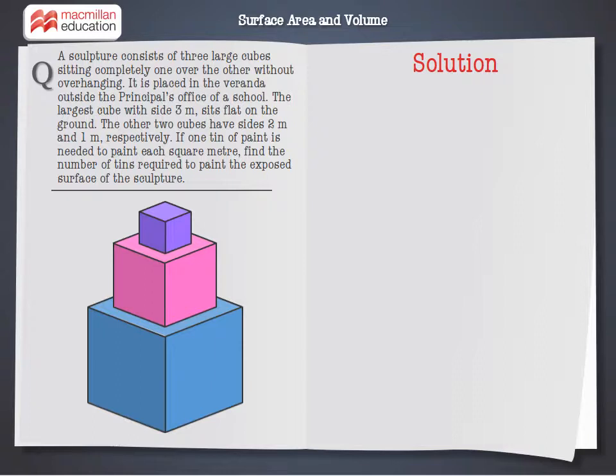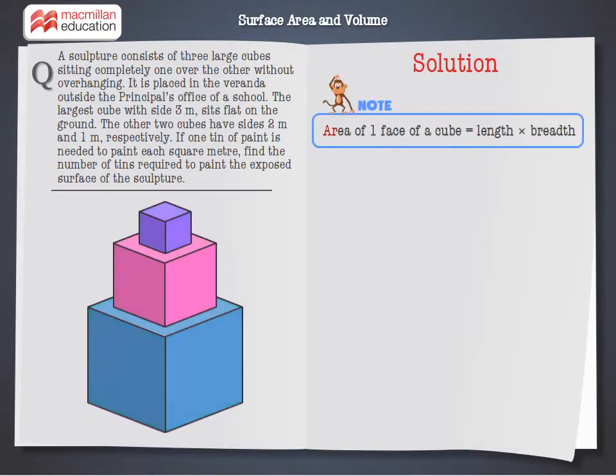In this question, we need to find the total number of paint cans which need to be used to paint all the visible faces of the three cubes. Note, area of one face of a cube is equal to length into breadth. Let us consider each cube at a time.